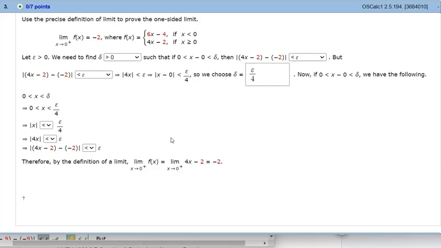Okay, so we know how to evaluate limits with our approximation methods. Plug in a number that's really close to x equals 0, just slightly bigger or slightly less than 0, right? Or we could look at it graphically. So this is the more rigorous mathematical way of proving that this limit would be negative 2.